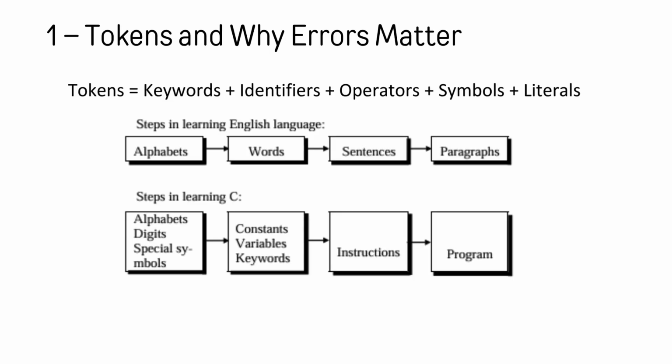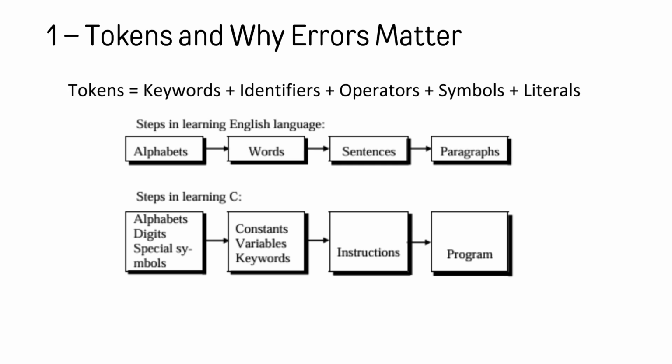Before we understand errors, let's recall what a token is. Tokens are the smallest building blocks of any programming language, like the alphabets in English. When you learn a new language, you start with letters. Similarly, when you learn programming, you start with tokens. That means identifiers, keywords, operators, symbols, and literals. And when any of these are misused, an error occurs. So, letters form words, and tokens form code lines.